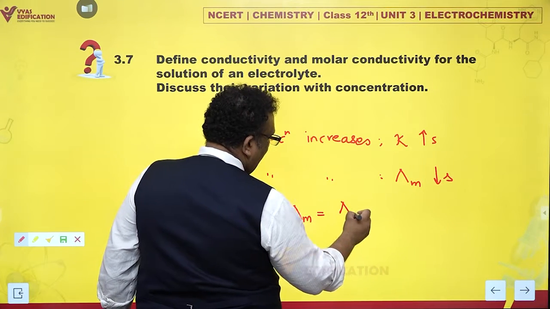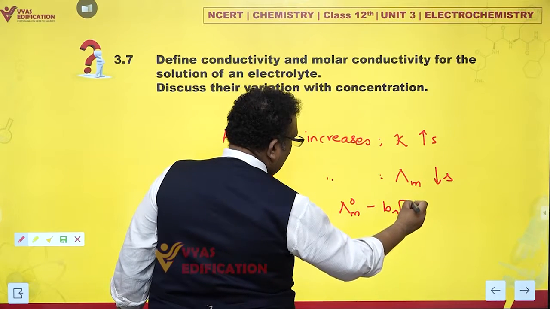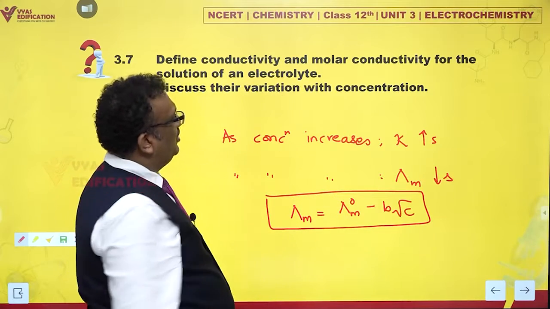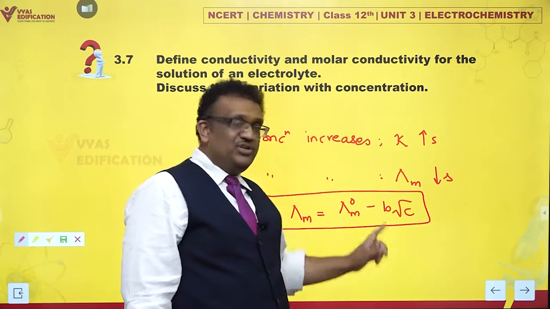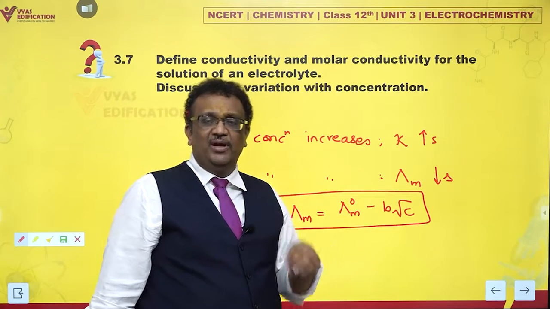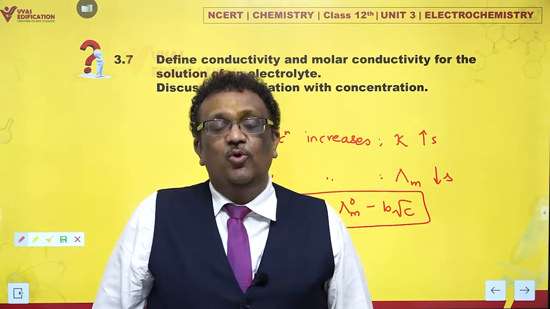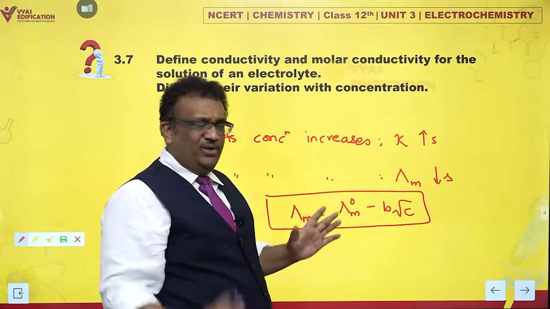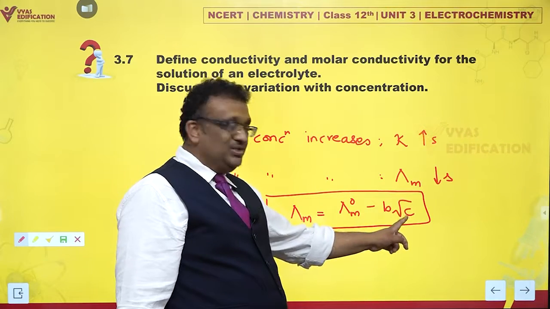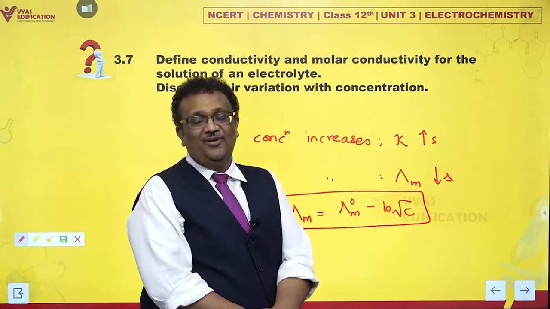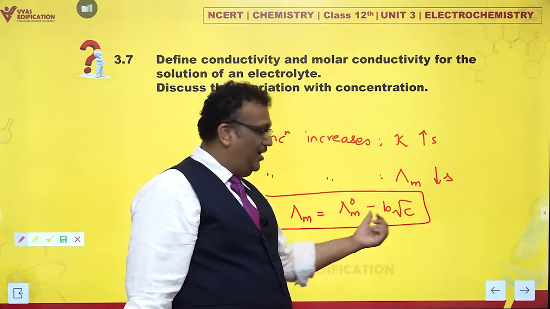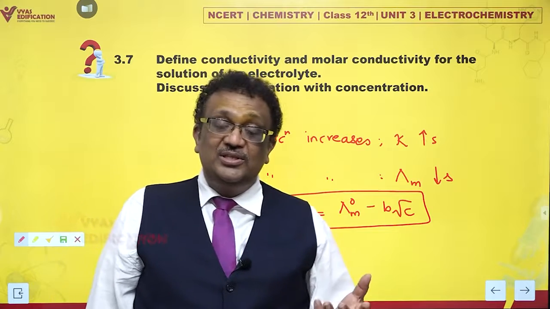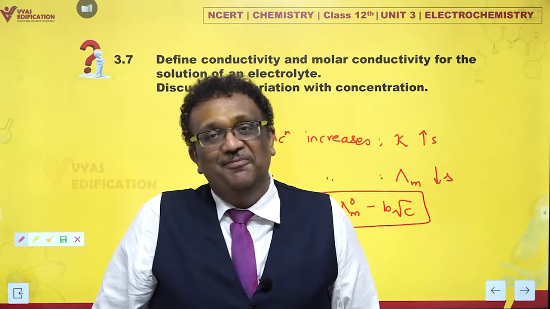Lambda m is lambda m naught minus b root c. Although this is not really a part of this question, the variation with concentration was discussed by Kohlrausch and later on it was refined also. Now this is more called the Debye-Huckel-Onsager equation. Don't worry about names much if they sound bad to you. Lambda m versus concentration, this is the way you write it down. Lambda m naught and b are constants. Concentration c is a variable and lambda m is a variable. So as you can see, as concentration increases, lambda m decreases.